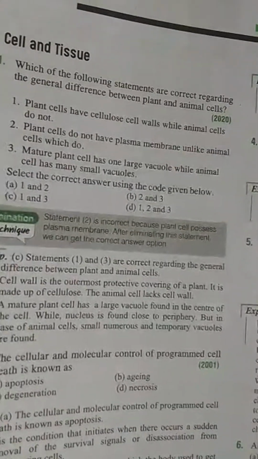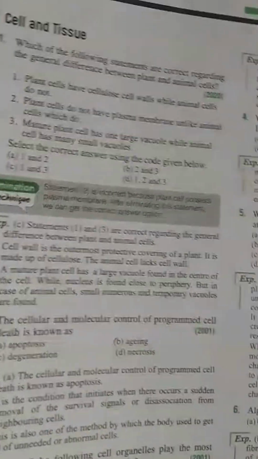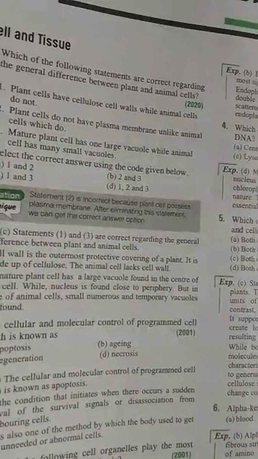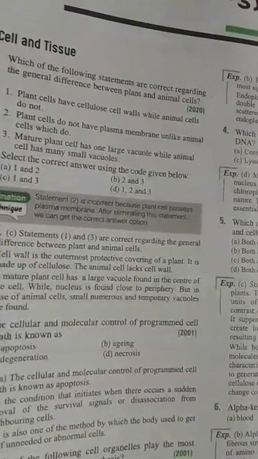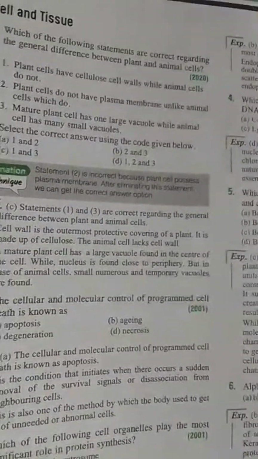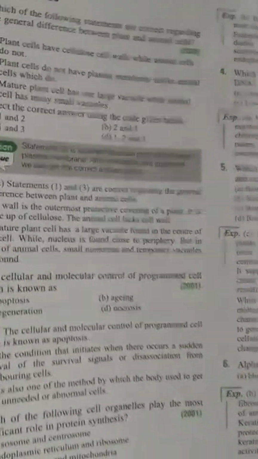Cellular and molecular control of programmed cell death is known as apoptosis. It is a condition that initiates when there occurs a sudden removal of the survival signals or a dissociation from neighboring cells. This is also one of the methods by which the body gets rid of unneeded or abnormal cells.